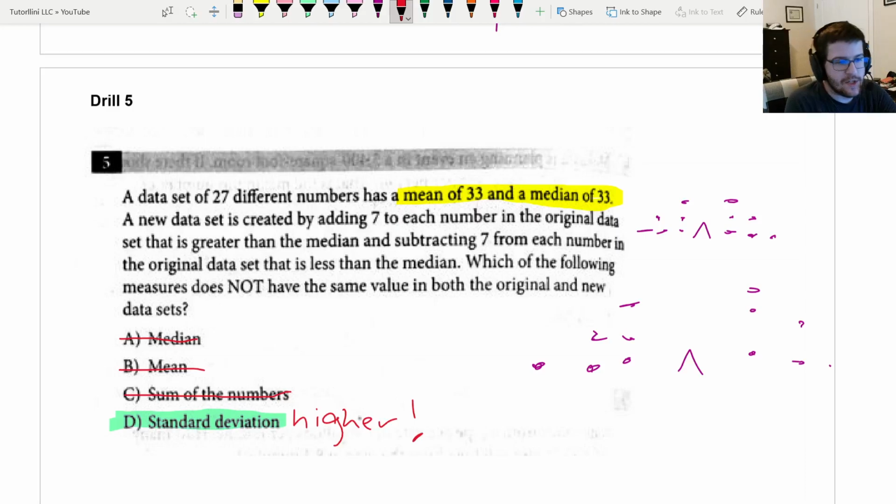If you're having trouble seeing this, I highly encourage you to come up with some data set with a mean and median of 33, and then come up with a new data set where you add 7 to all the numbers bigger and less than that, and see what happens.